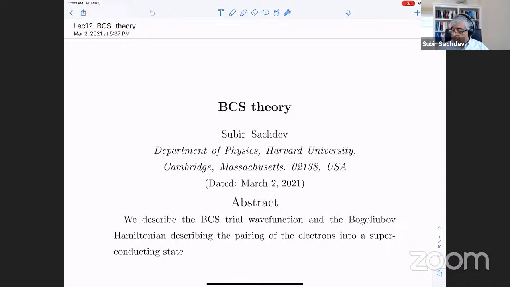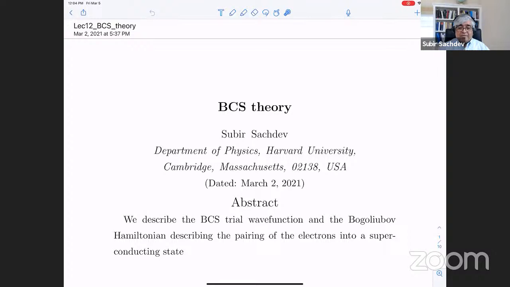So now we're really going to change gears and introduce many new concepts. This has to do with the theory of superconductivity. As I mentioned, this idea came in a famous paper by Bardeen, Cooper, and Schrieffer in 1957.